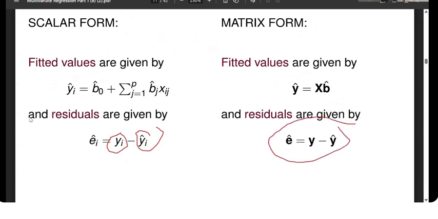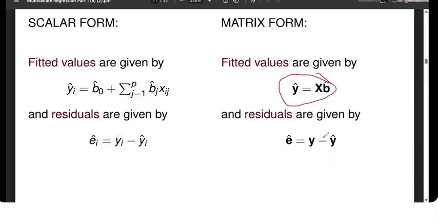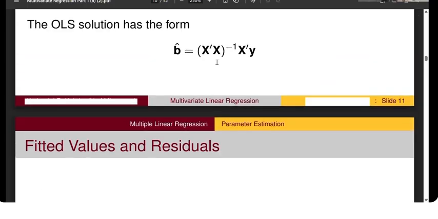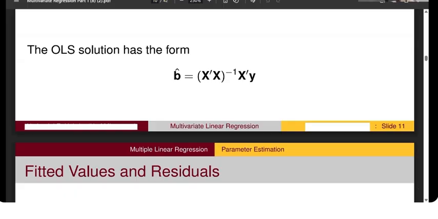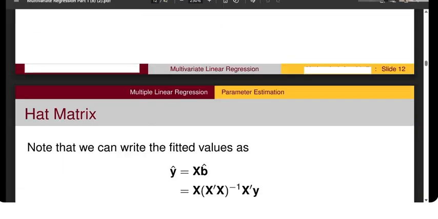When you have fitted, from fitted you'll be able to have residual. Does that make sense? And you cannot have fitted if you don't have B estimated. And of course, you're going to estimate your B using this. Now I'm moving on.